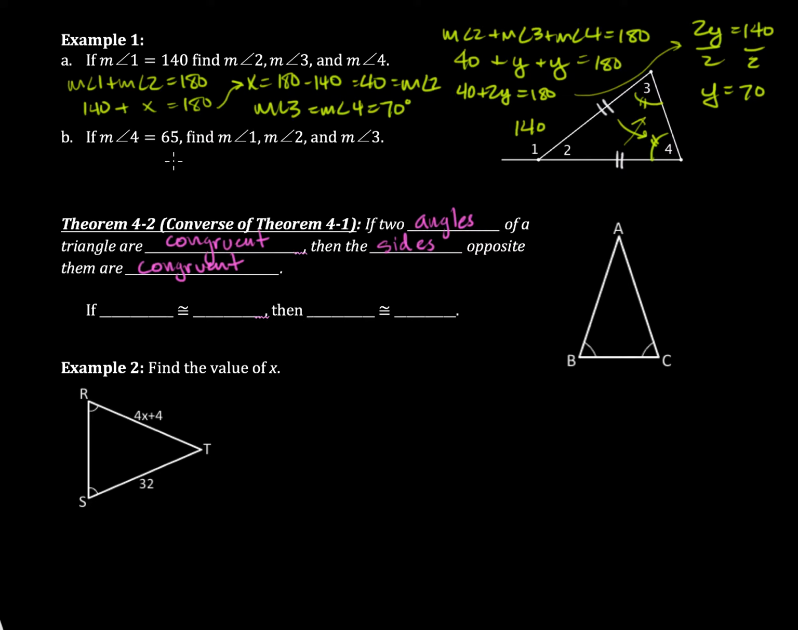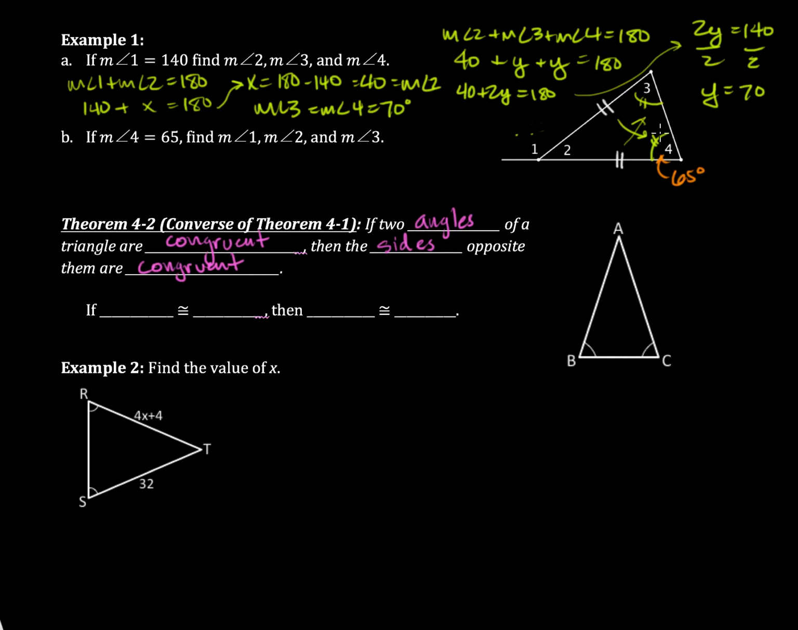In example B, it says, what if angle 4 is 65 degrees? So right here, I have 65 degrees. Now let's get rid of this 140 because that no longer applies to this example. So I have angle 4 is 65. What are angles 1, 2, and 3?